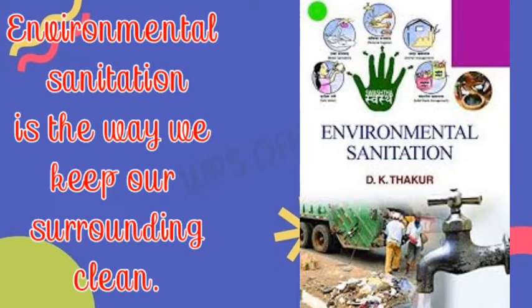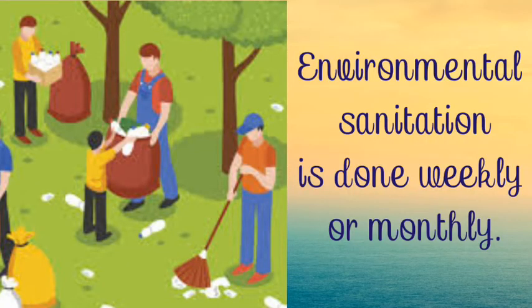Now, based on our level, we're going to look at environmental sanitation, and it is the way we keep our surrounding clean. Environmental sanitation is the way we keep our environment clean. Now, environmental sanitation is done weekly or monthly. This is because most people go to work and they are mostly free during weekends. So that is why environmental sanitation is mostly done weekly and monthly, once in a month.